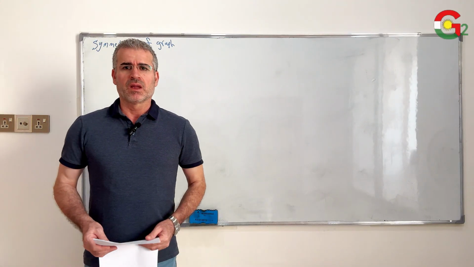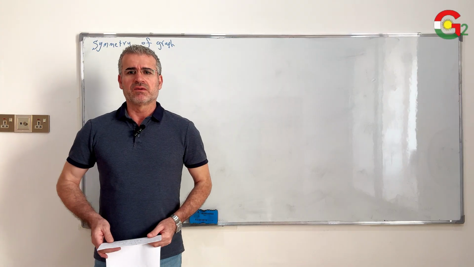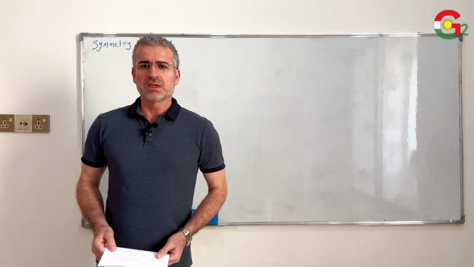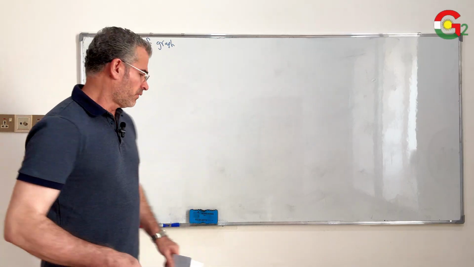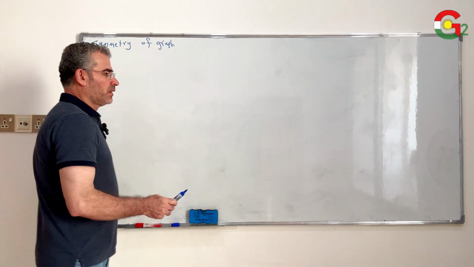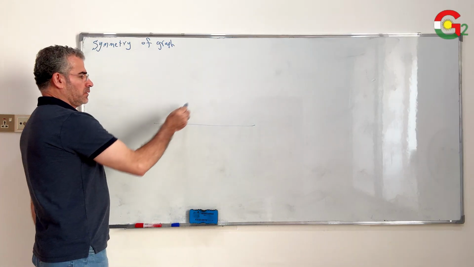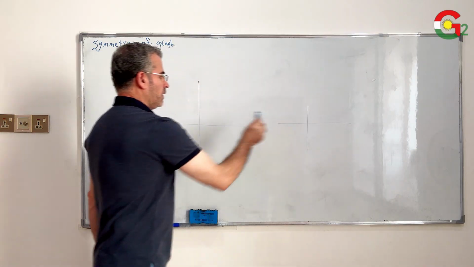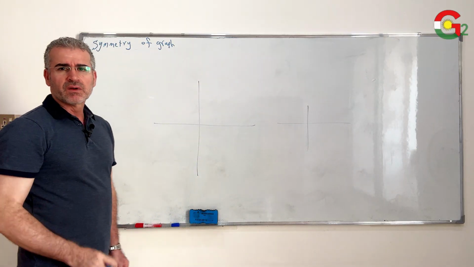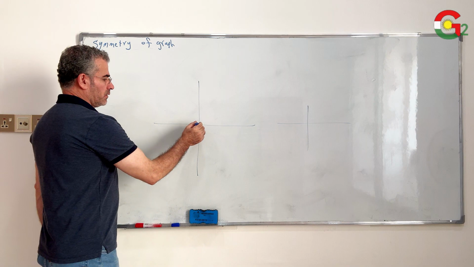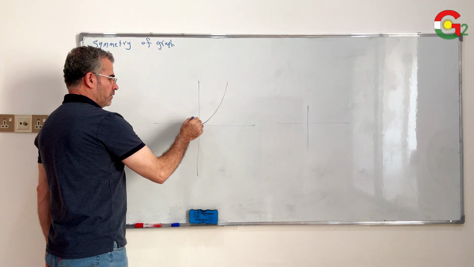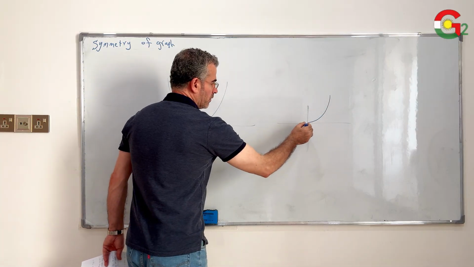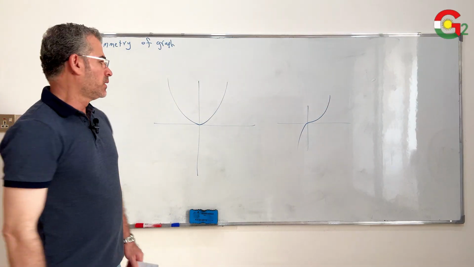Hello everyone. The headline of our lesson for today is symmetry of graph. What is the symmetry of graph? We have two kinds of graph symmetry: symmetric with y-axis and symmetric with origin point.